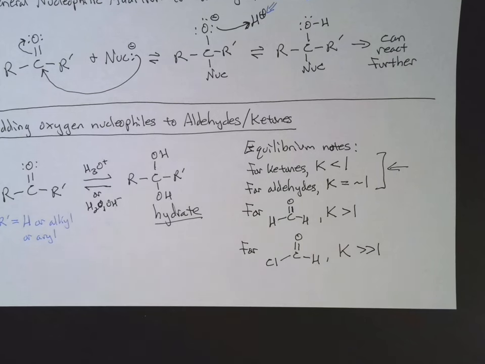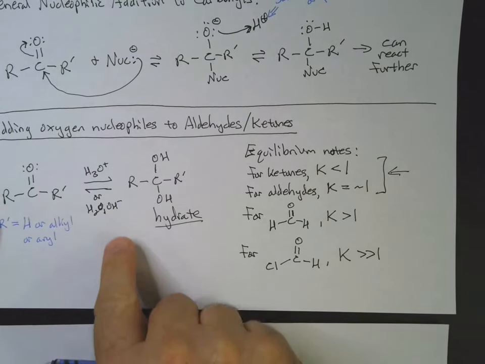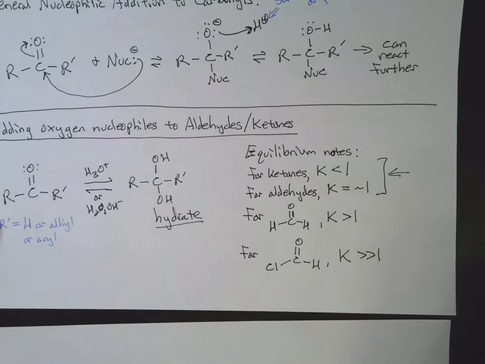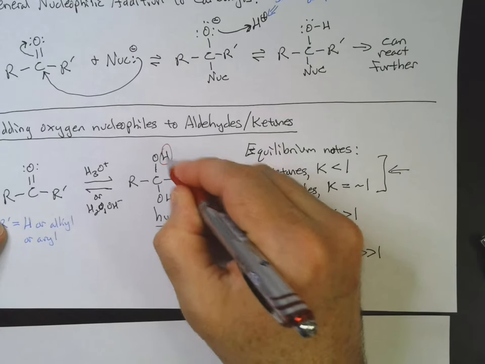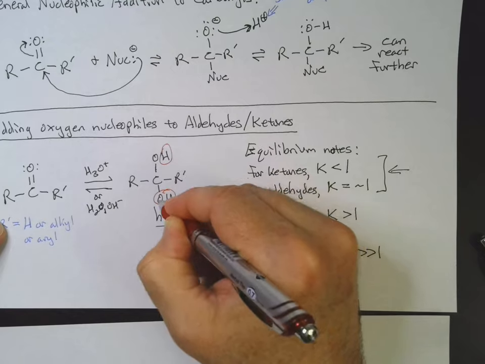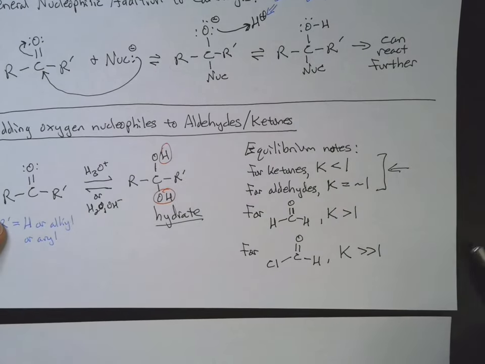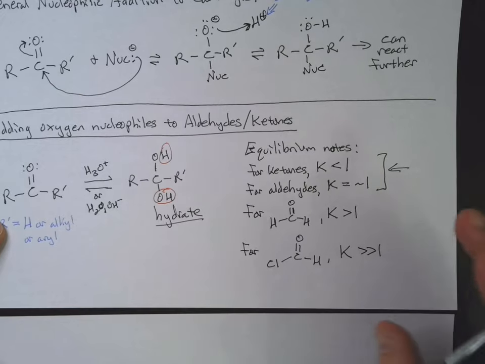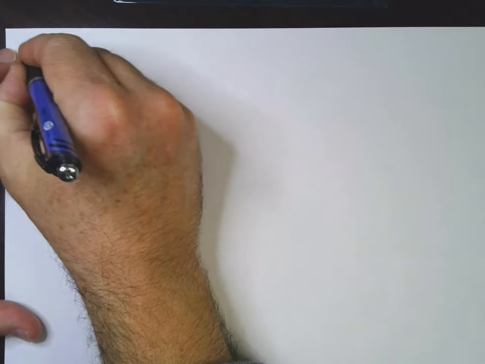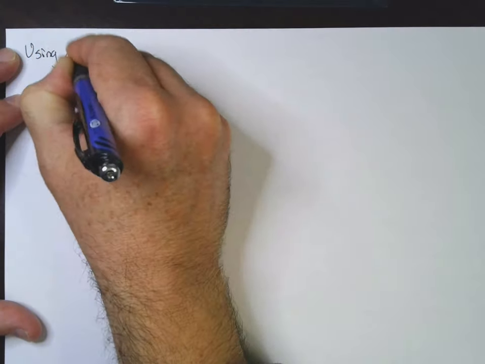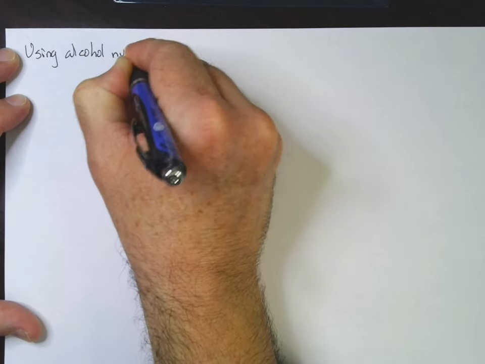All right. Well, we looked at the addition of water, because really, what are we adding? Our net addition is H2O, HOH. What if instead of using water as a nucleophile, we used an alcohol? Well, then we would get something called a hemiacetal or an acetal, depending on how far the reaction went and what kind of conditions we have. So, using alcohol nucleophiles.